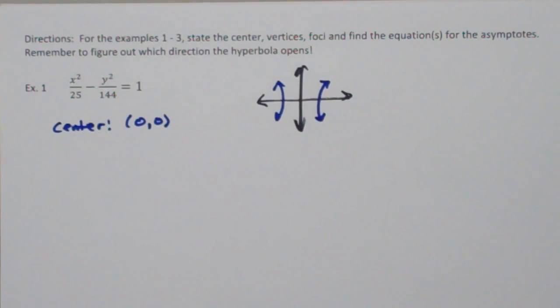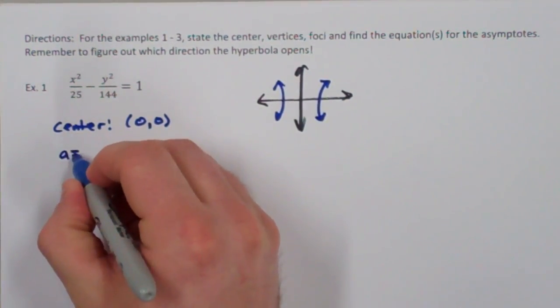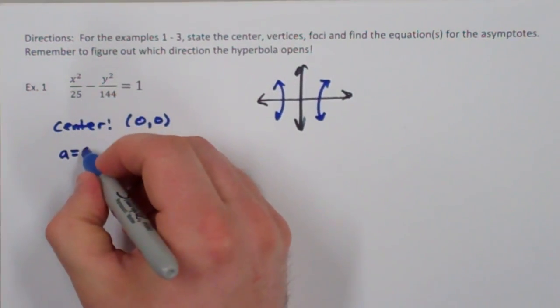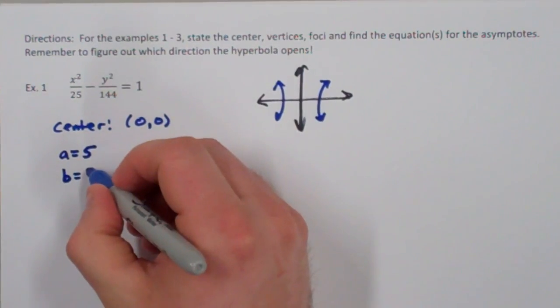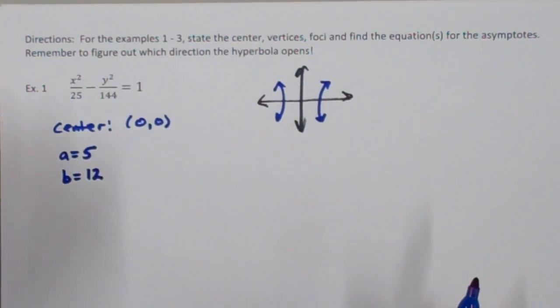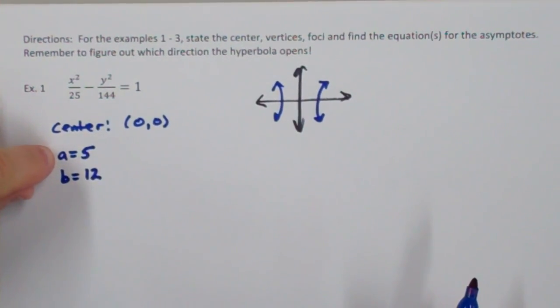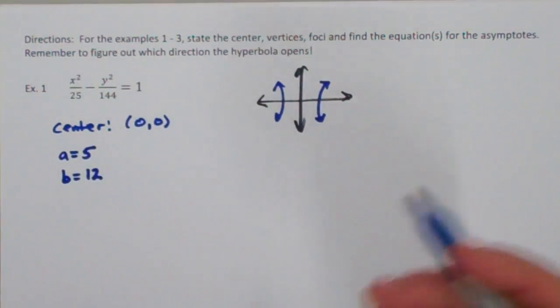The next thing to do is figure out your values of a, b, and c. a is the square root of 25, or 5. b is the square root of 144, or 12. It's a little bit different than an ellipse. With an ellipse, b will be smaller than a all the time, but with a hyperbola, that just doesn't hold true. a could be smaller than b, or a could be bigger than b.